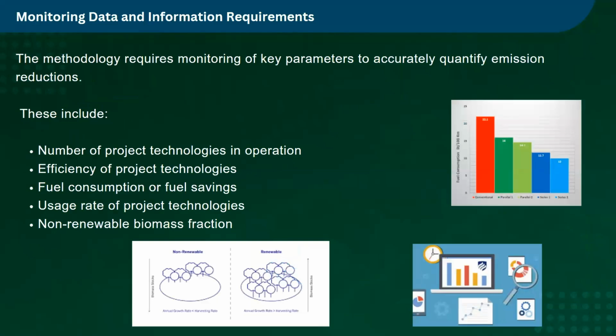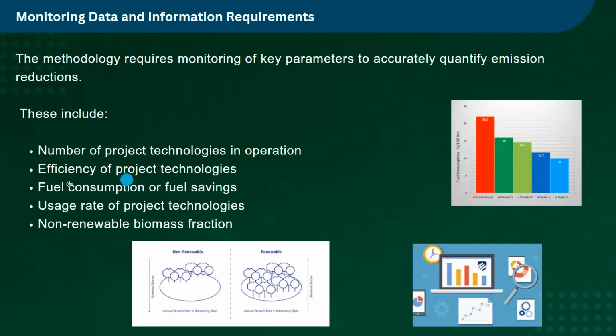Okay, let me give an example of what we monitor. The first thing is the number of project technologies in operation. For each device, there can be some emission, and we need to account for that. Then the efficiency: some equipment needs more electricity, some needs conventional electricity, and that is where some carbon emissions happen, so you need to account for that. The fuel consumption pattern also has to be monitored.